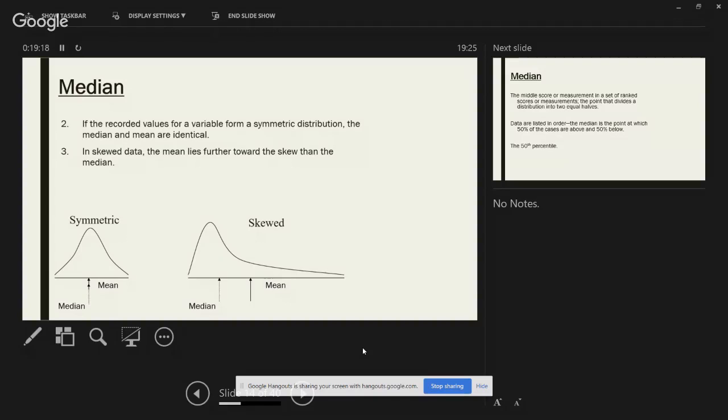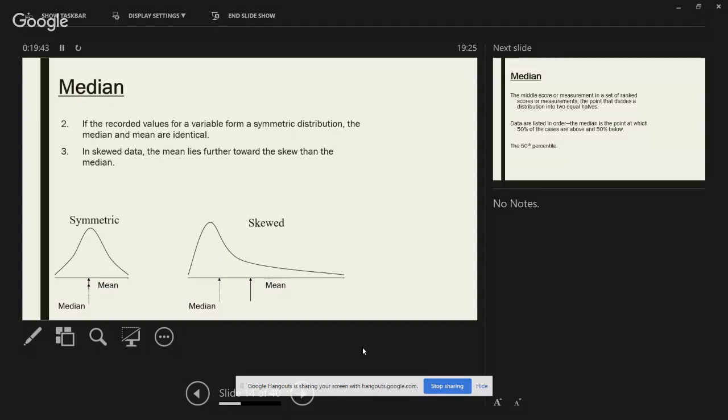When we talk about a symmetric graph, the mean is going to be in the middle, because the mean, as we know, is the central value. We just sum it up and then divide it by the number of values we have. So in case of symmetric data, it is going to be the center, or we can say that the mean and the median are going to be the same.